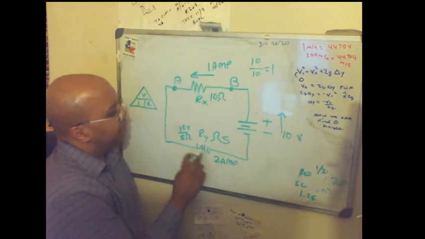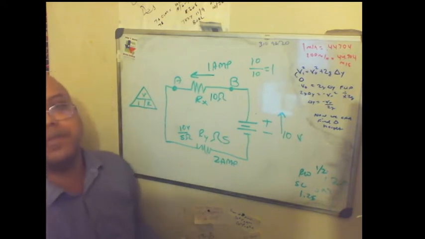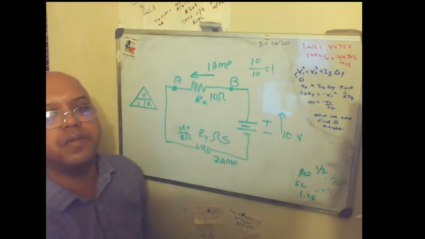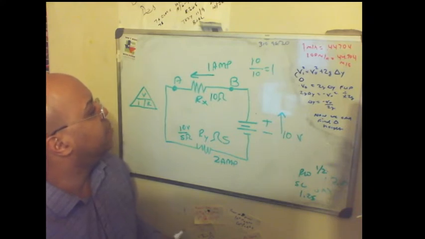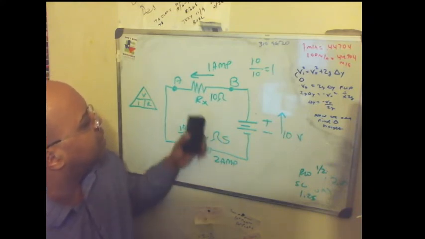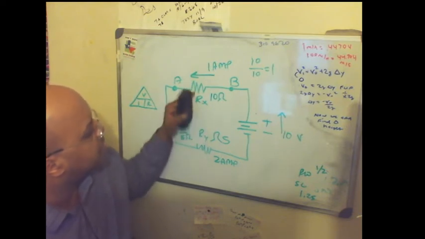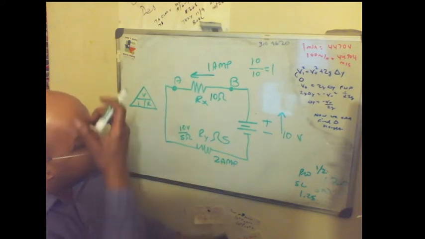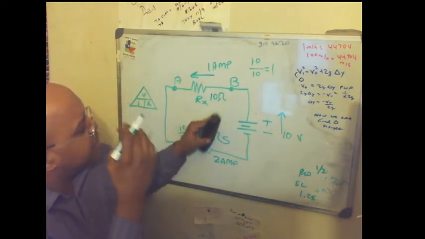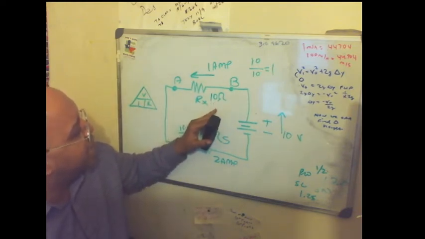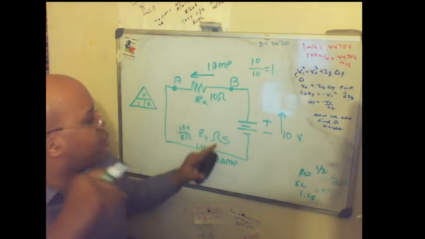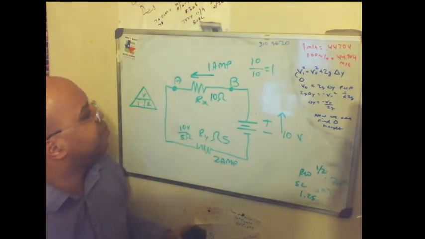Alright. So we have 2 amps at this point. And the voltage drop is going to be greater across this resistor. It's going to drop the volts because the current is much stronger. The resistance is much stronger. 10 amps means it's twice as strong as this guy.